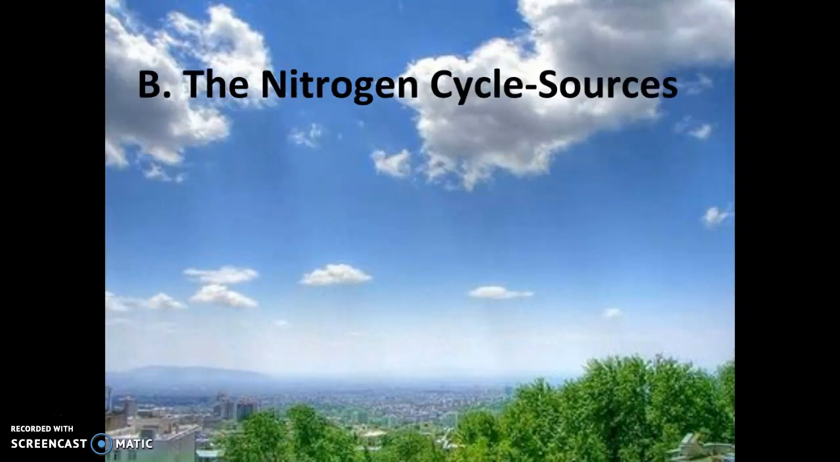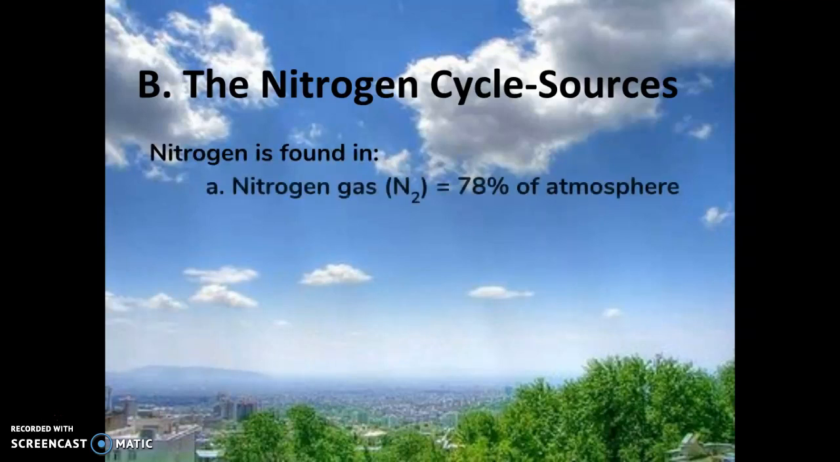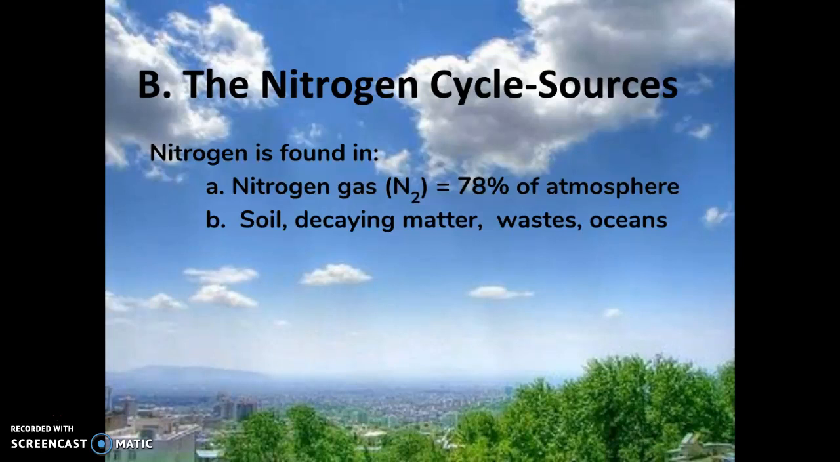The sources you're going to find for the nitrogen cycle is in nitrogen gas, which makes up 78% of the atmosphere, and it's also found in soil, decaying matter, wastes, and oceans. So these 5 places are the sources for your nitrogen cycle.